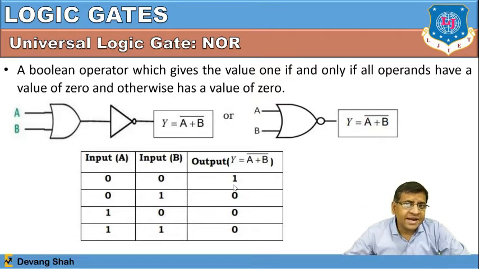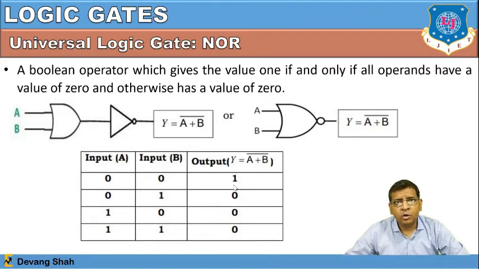So that's exactly the complement of the OR gate, which you get in the form of the NOR gate, right? So you have three basic gates, AND, OR and NOT, and two universal gates, NAND and NOR. Why they are called universal gates, we will discuss in a future session, right?